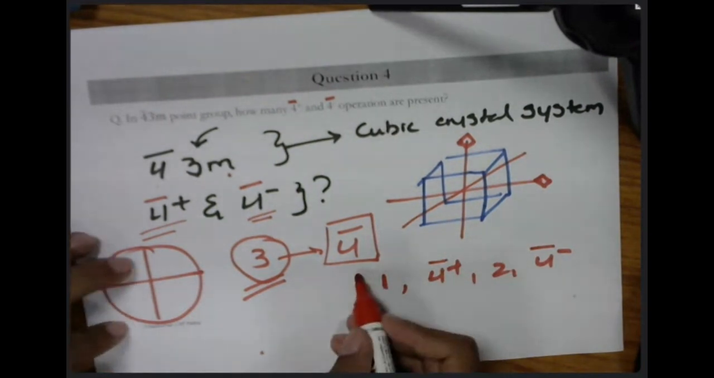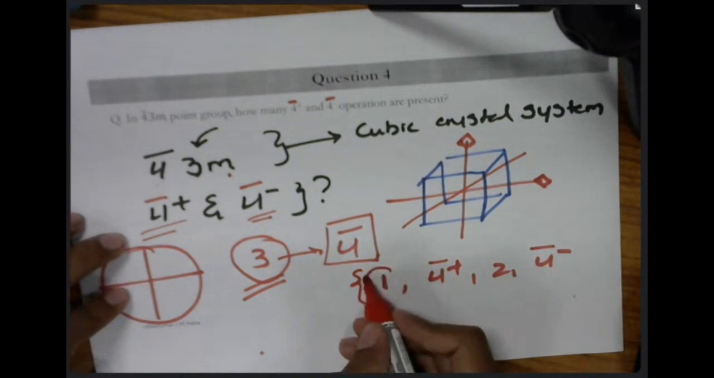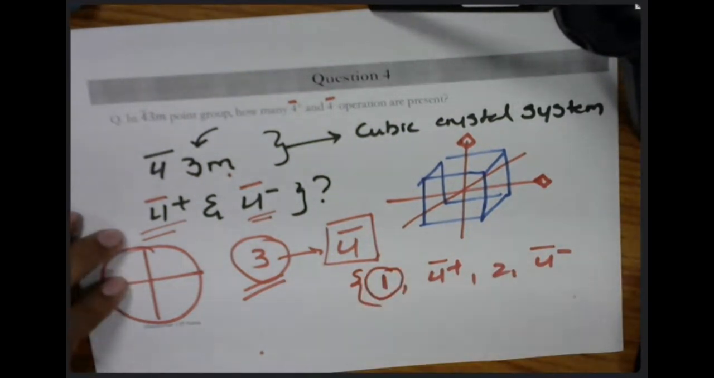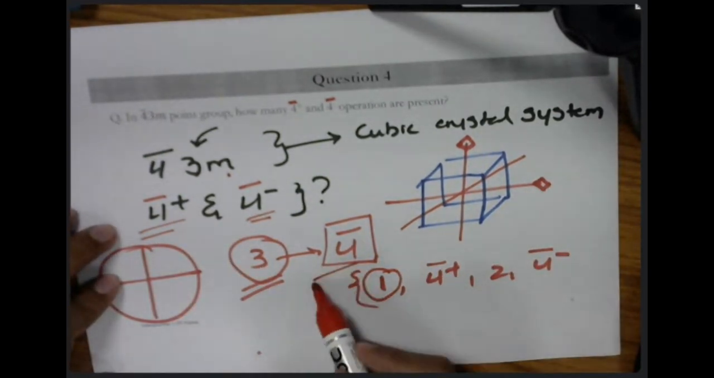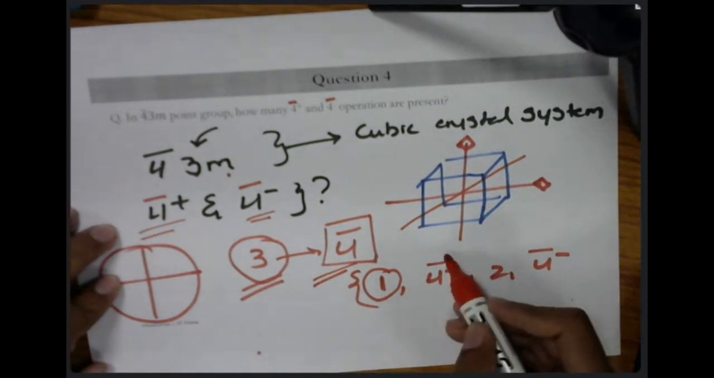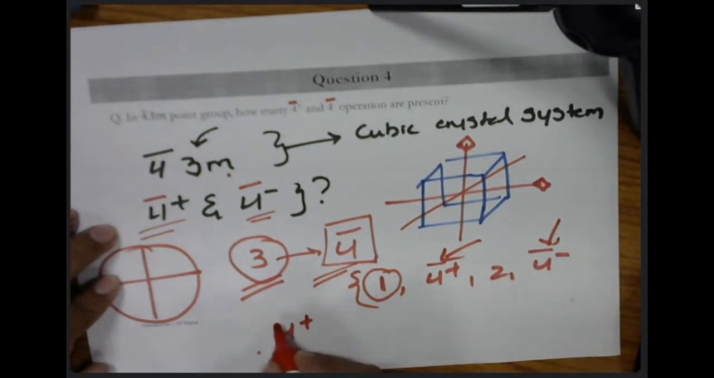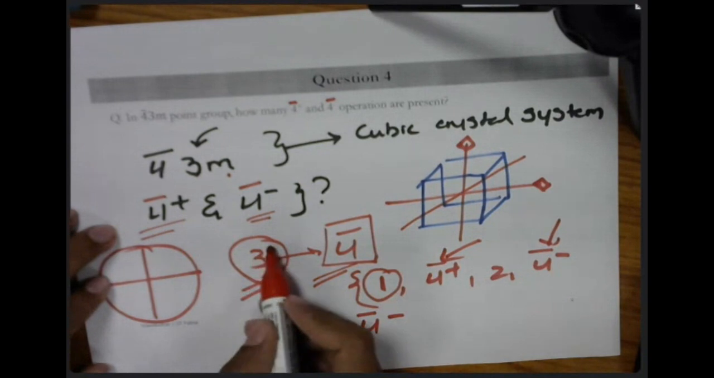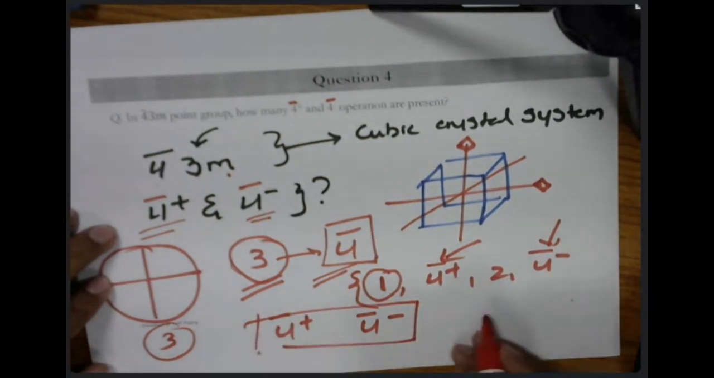So one of the operations is producing this. Second operation will also produce this, but one is trivial. First point will remain as it is, right? So another remaining. So how many does 4 bar produce? Total of 1 and 2. 1 4 bar plus and 1 4 bar minus, they are produced. And how many do we have like this? We have total of 3. So one is producing 2. So how many will 3 produce in total?